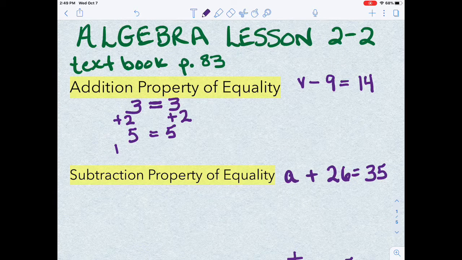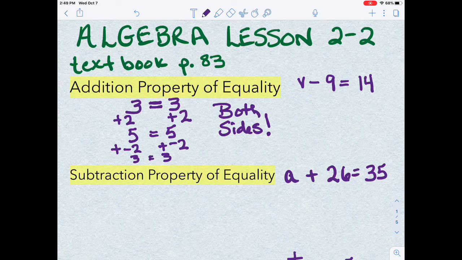I can add anything I want to. Well, let's add a -2 just for fun. And I would go back to 3 equals 3. I can keep adding whatever I want to as long as I add it to both sides. That's the key.